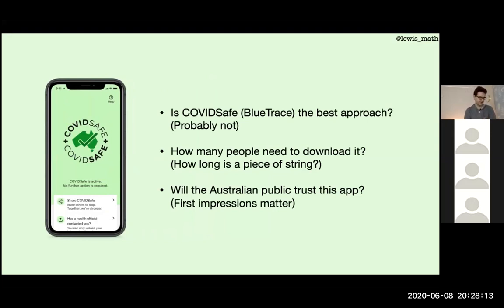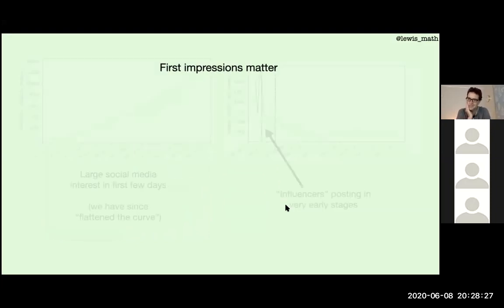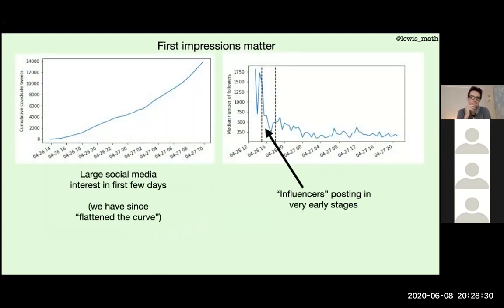The clear point from all of the modelling, ours and otherwise, is that people need to download these apps. You need to have high adoption rates for them to be really, really effective. And that's where we're starting to think that the first impressions about the app really matter. And so that's where the social media comes in here.